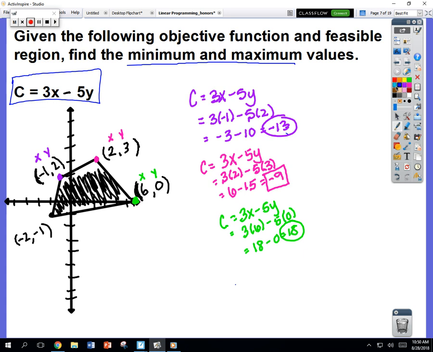And now the last one. Same objective function. This is my x, this is my y. So I get 3 times x minus 5 times y. Negative 6 plus 5 is negative 1.